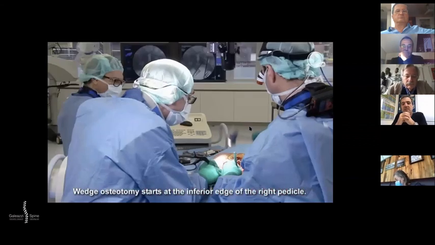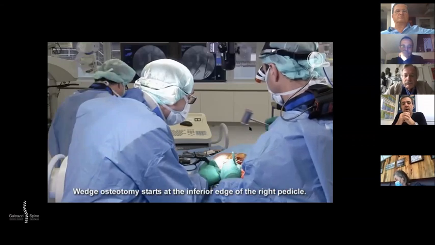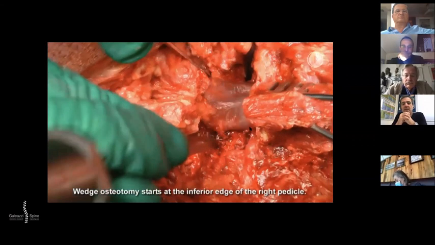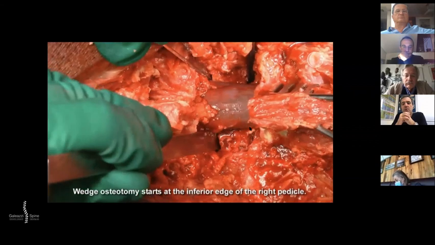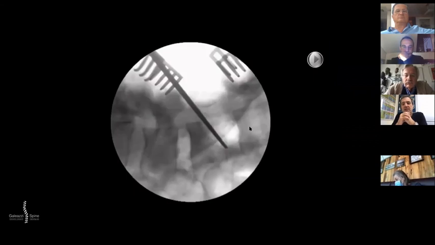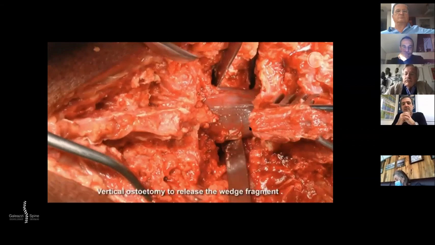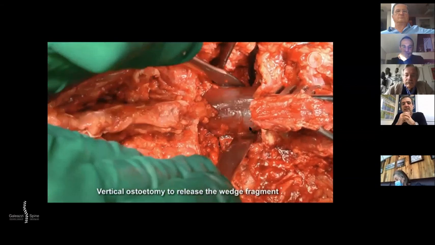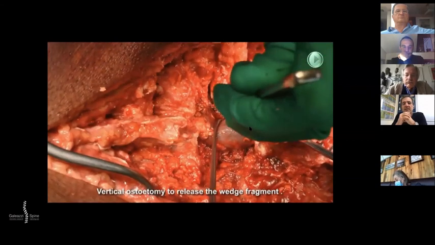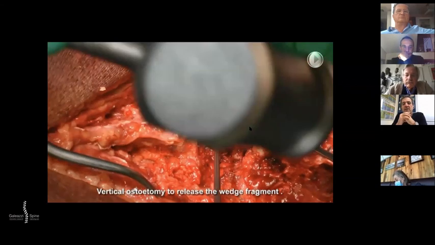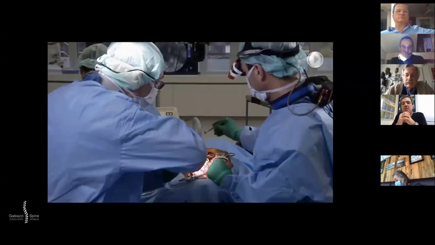Here you can see we are cutting the wedge from below the pedicle towards the disc space. And here you can see how it happens. We split the fragment in order to release it in a piecemeal fashion in order to avoid injury of the dura.